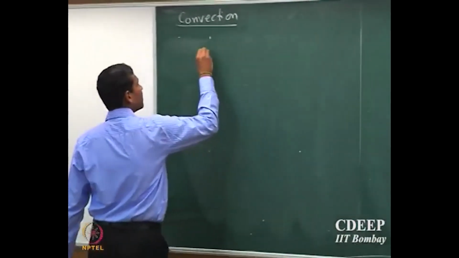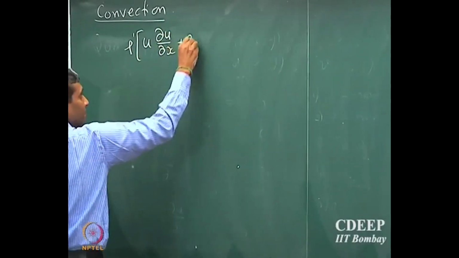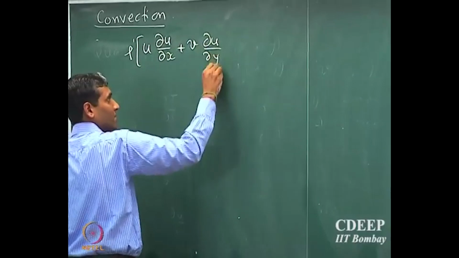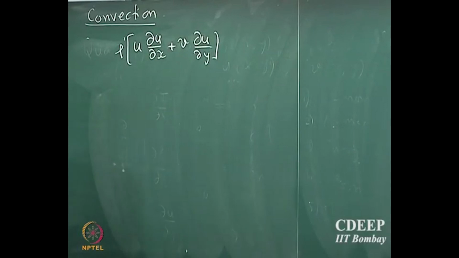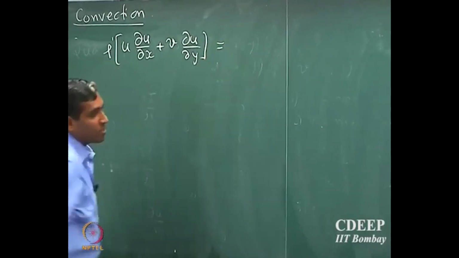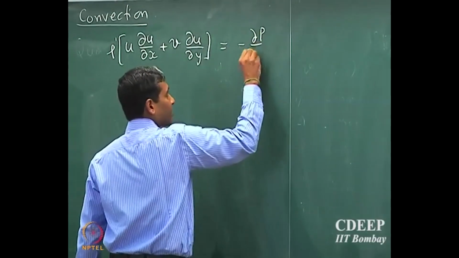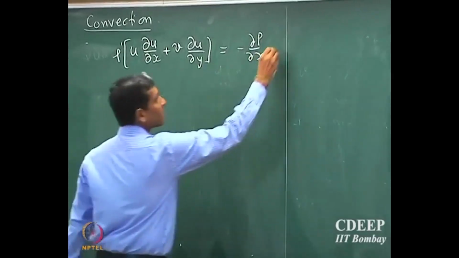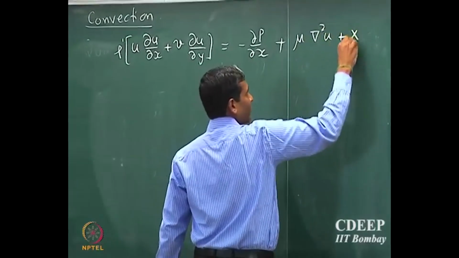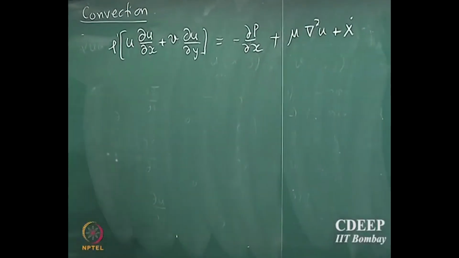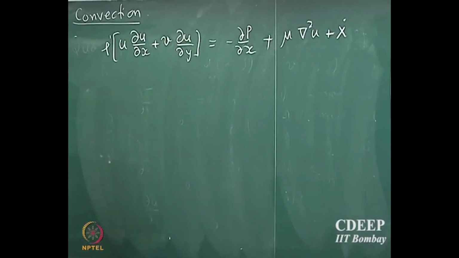That will be rho into, if I open it up, u dou u by dou x plus v into dou u by dou y. That is the momentum in the x direction, and that should be equal to the pressure forces, so minus dp by dx, plus the shear term, mu into del square u, plus whatever body forces. So x dot is the body force, okay.